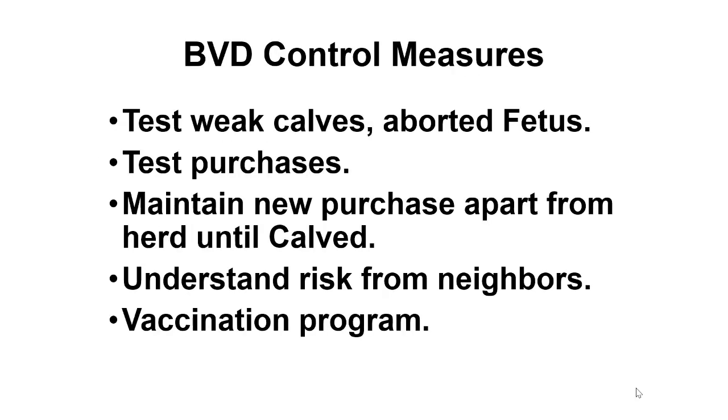So BVD control measures. One of the things, there are tests that I can look to determine if the animal's PI. Usually what we do with those tests is we use the ear notch, right? And there's nothing special about the ear. You're looking for the BVD antigen, or actually the BVD virus in skin. And in those persistently infected animals, it tends to accumulate in the skin. So it's a very good test. Is it 100%? No test is 100%. But those tests are pretty accurate. As far as tests go, they're very accurate.